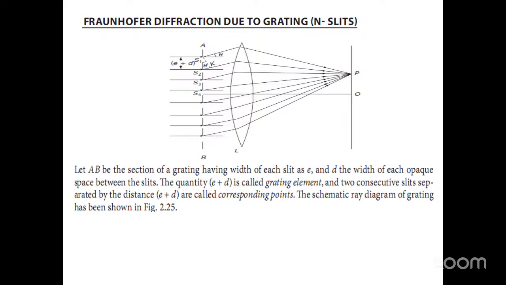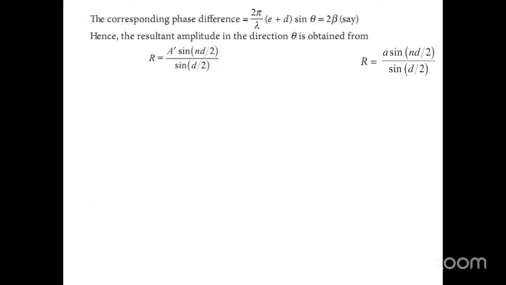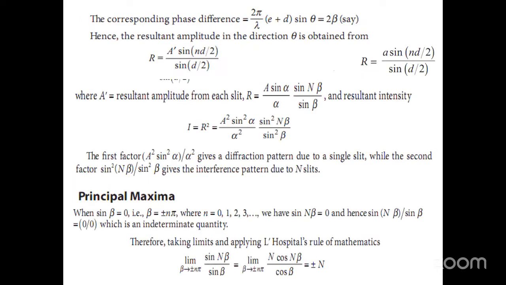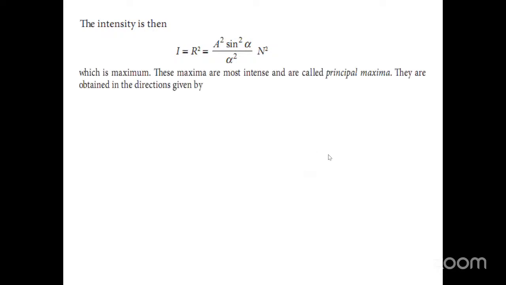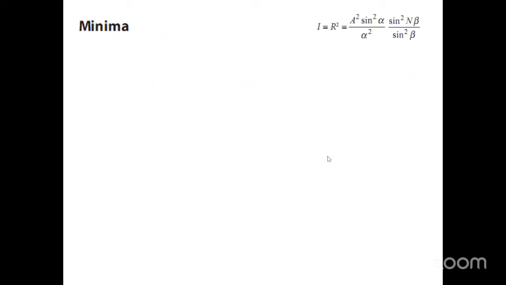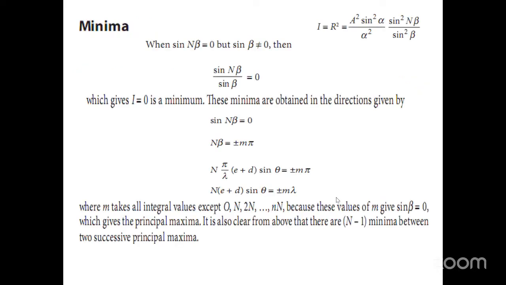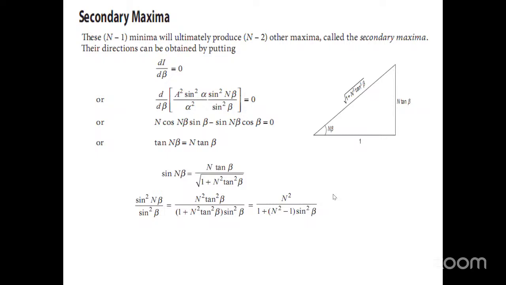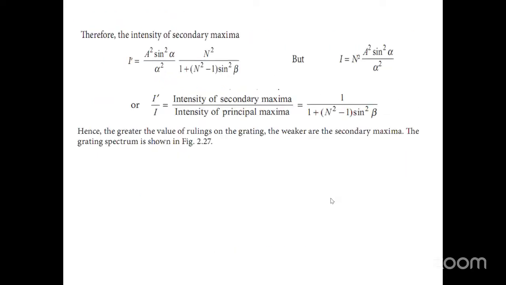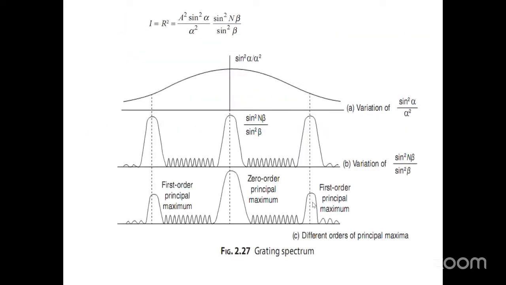By using the grating element, you can also find the intensity of the diffracted light. You need to calculate the maximum intensity conditions and minimum intensity conditions, and the primary and secondary maxima; like that you can easily find out. So this is the case for diffraction: sine square alpha by alpha square is the diffracted term, and cos square beta gives you interference.